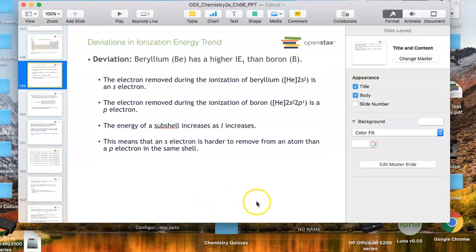Right, so here we can see some deviations from the ionization energy trend. When we compare beryllium to boron, beryllium has a higher ionization energy compared to boron. When we look at the electron configuration for beryllium, the electron that's being removed is from an S subshell. For boron, the electron being removed is from a P subshell. So the energy of the subshell increases as L increases. This means that an S electron is harder to remove from an atom than the P electron in the same shell.